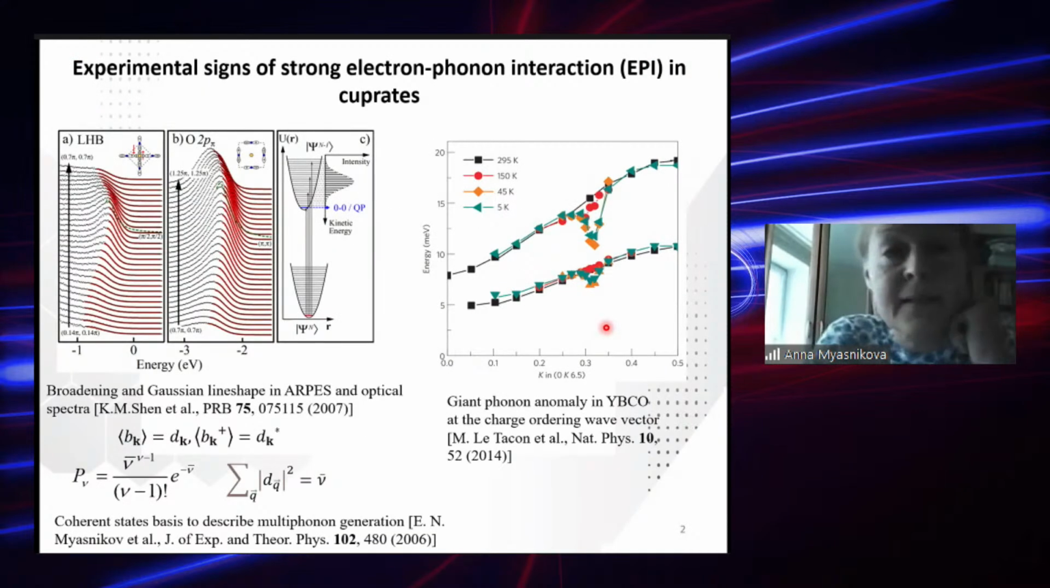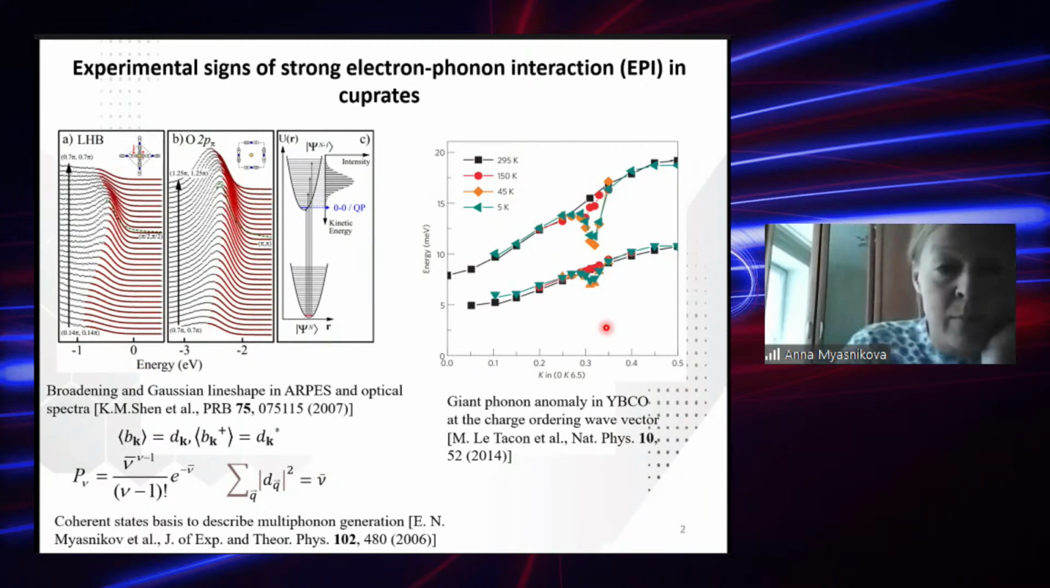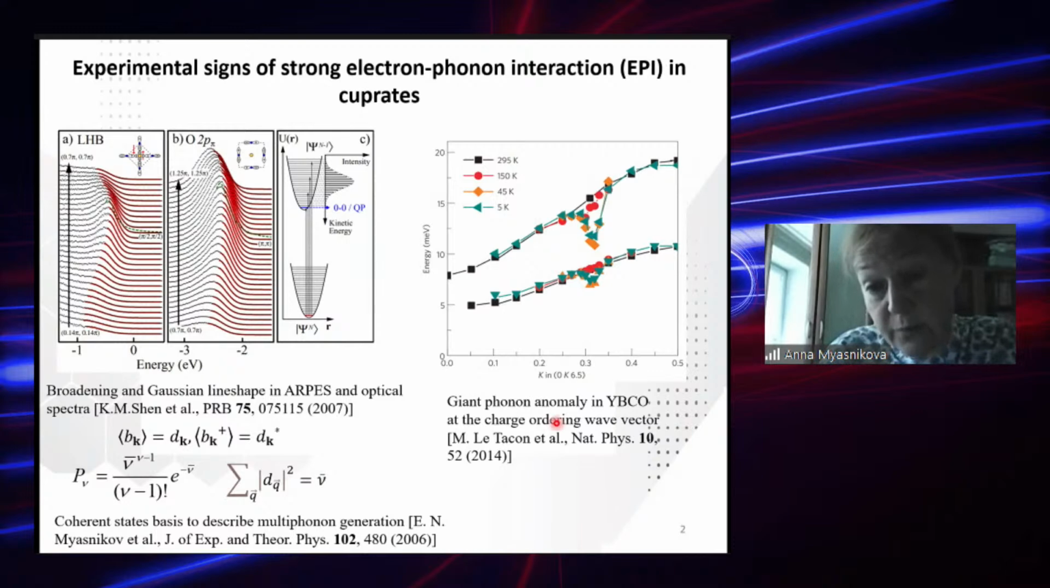There are several experimental signs of strong electron-phonon interaction in cuprates. The most known are the broad bands in angle-resolved photoemission spectroscopy spectra and optical conductivity spectra, and giant phonon anomaly. Giant phonon anomaly is a softening of phonon modes with wave vectors near the charge-ordering wave vector. And broad bands in optical and angle-resolved emission spectra stem from the multiphonon generation at decay of the polarization potential well.